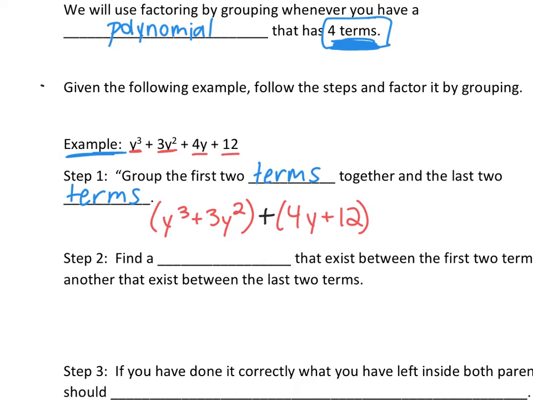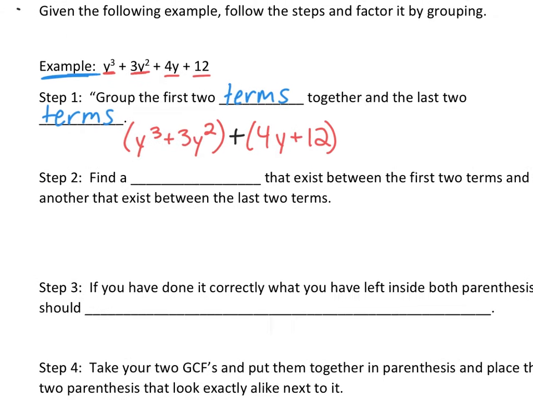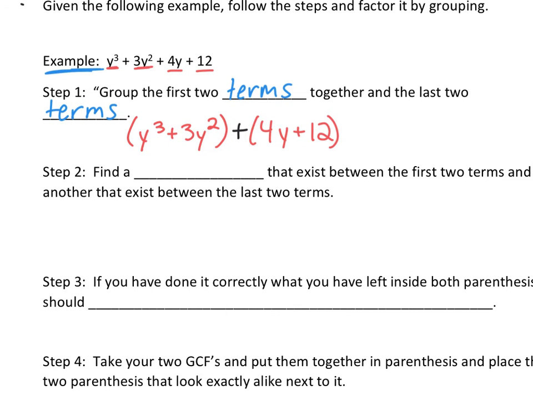You with me so far? 4 terms, first two together, second two together. We use parentheses to do that. Next thing we do, we find a greatest common factor, you can abbreviate GCF, that exists between the first two terms and a different one, most of the time it's different, that exists between the last two terms.